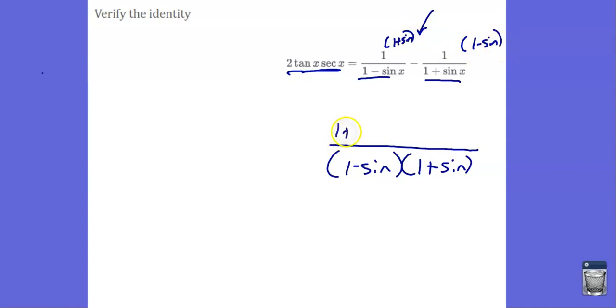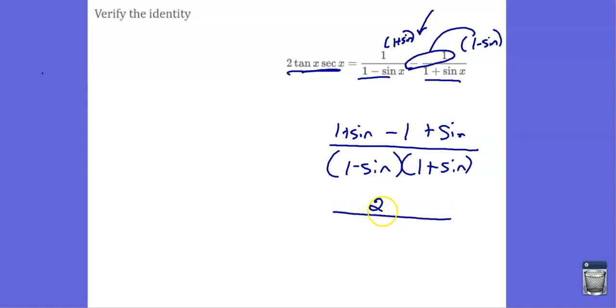So this would be 1 plus sine here. Now again, be careful because this is actually a negative 1. So this is going to be negative 1 and then plus sine. Notice on the top, you're going to have just 2 sine. It's not sine squared because we're adding sine plus sine, so that's just 2 sine.